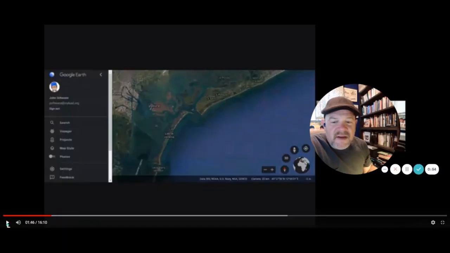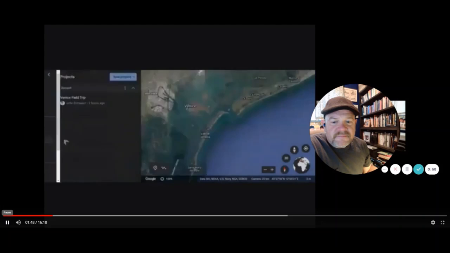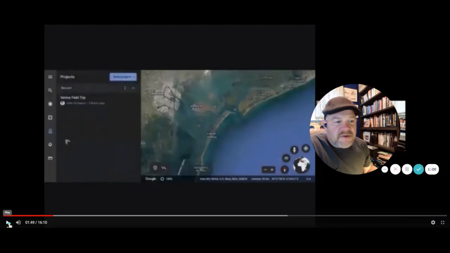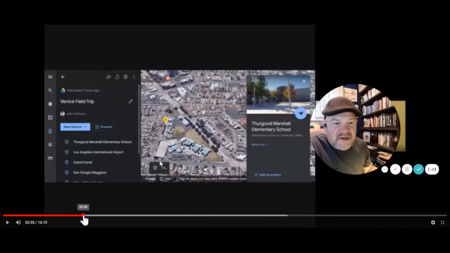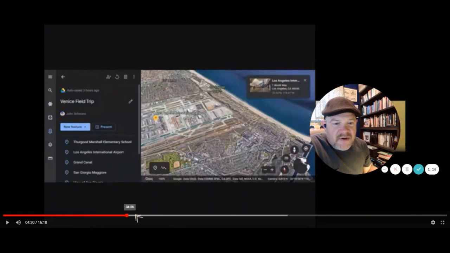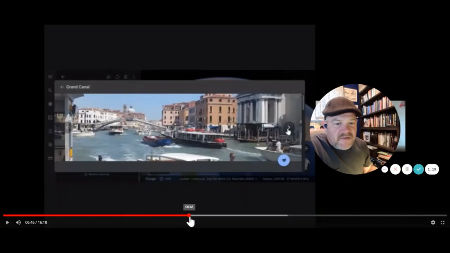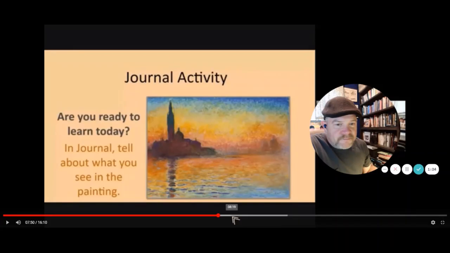In the app, I explained you can make trips and they're called projects. So I showed them how I made a trip called the Venice Field Trip, and that's what I walked them through. Think of a Google Earth trip or a project as a slideshow. I guess it's analogous to that. We started out at our home place. There's LAX. Then we made it to the Grand Canal. I just gave them a quick tour.